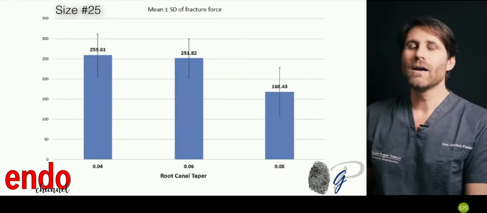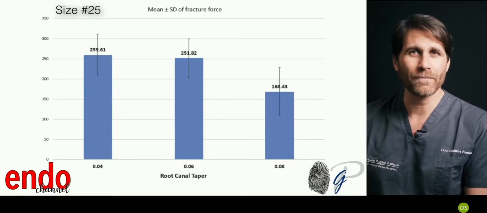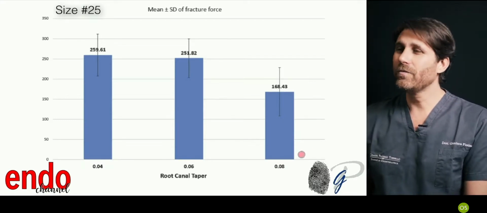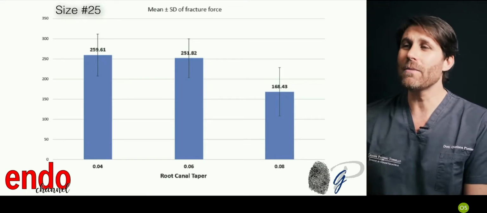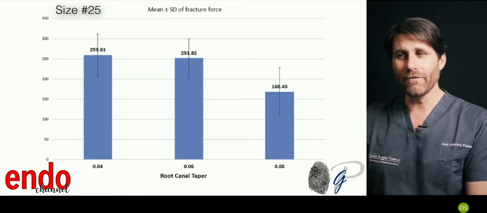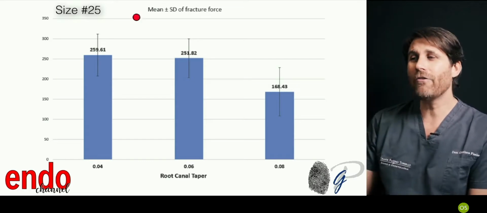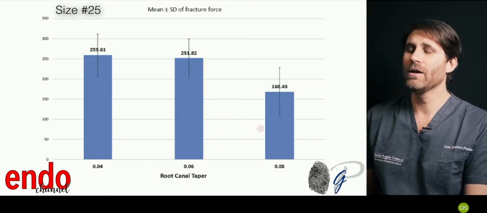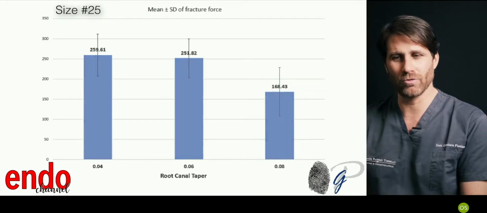Obviously, today 0.8 taper is never suggested anymore. There is not so much difference between 0.4 and 0.6 taper for size 25 instruments, so not a great difference between these two sizes in fracture strength, but never go over this taper for root canal preparation. It is no longer needed in the modern concept of endodontics.